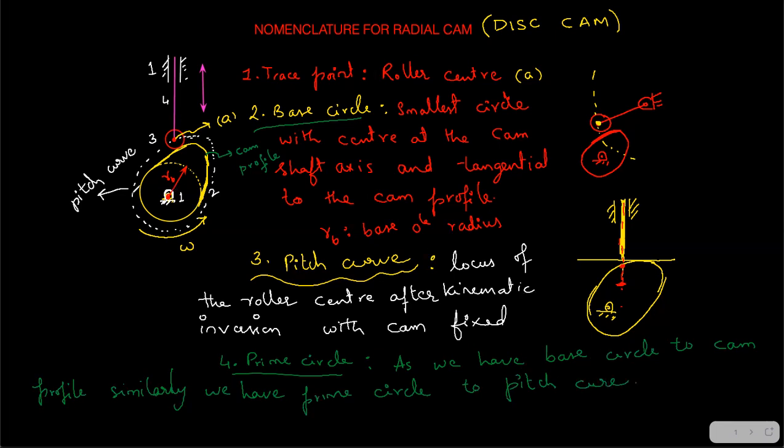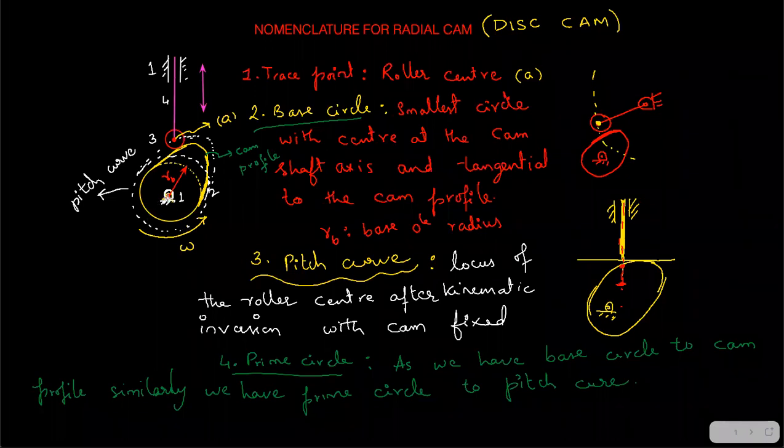So where is the pitch curve? This white line which you have drawn is the pitch curve. So you will have the same definition: the smallest circle with center at the camshaft axis and tangential to the pitch curve. Tangential to the pitch curve means you'll have a circle parallel to the base circle. This is the prime circle, and the radius of the prime circle is called RP. Let me label it. It is the smallest circle, and tangential means it will be here itself.